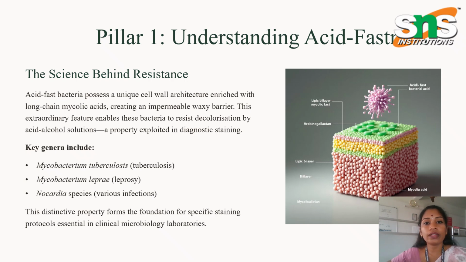The first pillar is understanding acid-fastness. Acid-fast bacteria have a very special cell wall that is thick, waxy and rich in mycolic acid. Again, I repeat, it is a special cell wall that is thick, waxy and rich in mycolic acid. Because of this, they resist loss of color when exposed to acid alcohol during staining. This property helps us identify bacteria like Mycobacterium tuberculosis, Mycobacterium leprae and Nocardia species. This resistance to decolorization forms the scientific foundation of acid-fast staining used in microscopic labs. Here I am giving some examples for your reference.